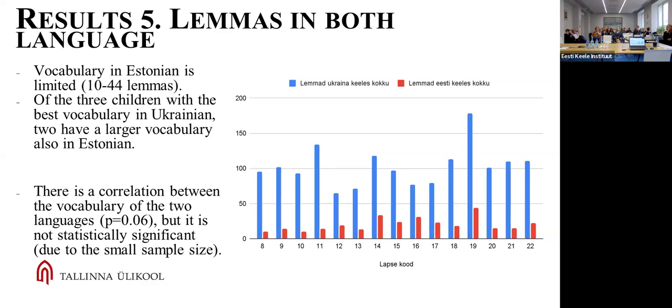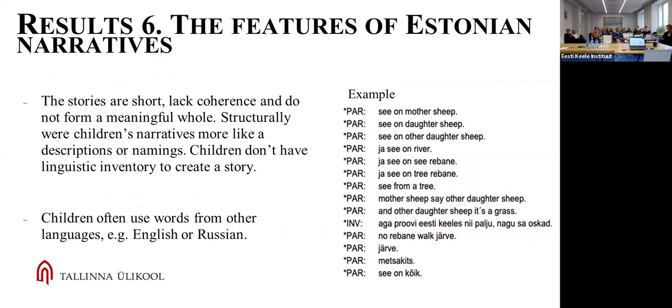What we wanted to know was whether there is a correlation between the amount of vocabulary used in these narrations between two languages. And actually there was, but statistically not so significant. If we calculate the same data with two other average children, we would have got a significant difference, but we didn't. But Estonian stories were very poor. Children's Estonian skills are not quite good, and these were not coherent narrations, but rather descriptions or even just naming some objects in the pictures.